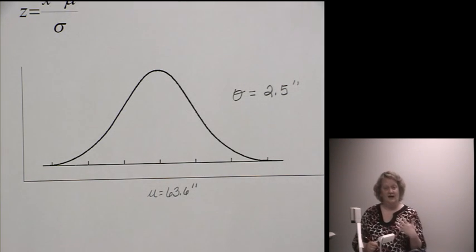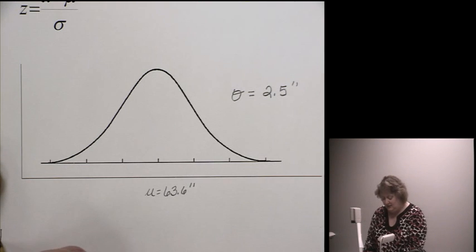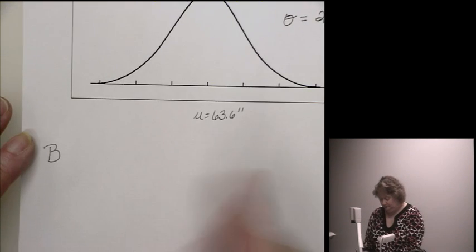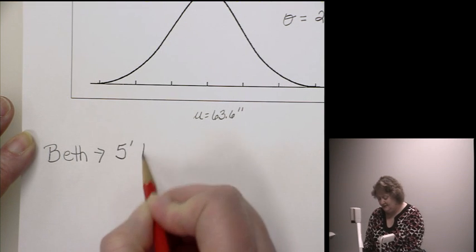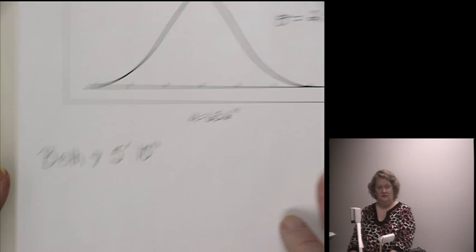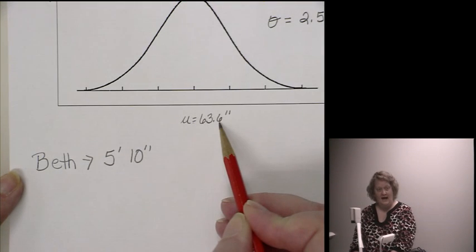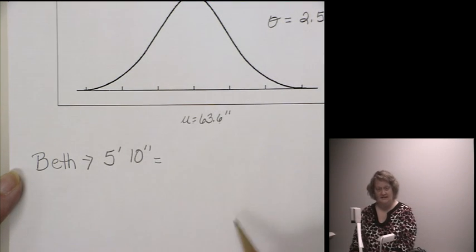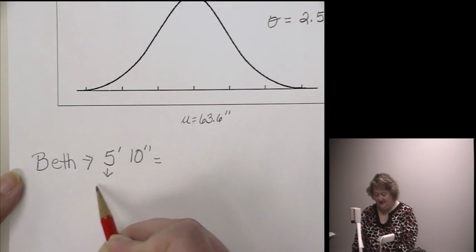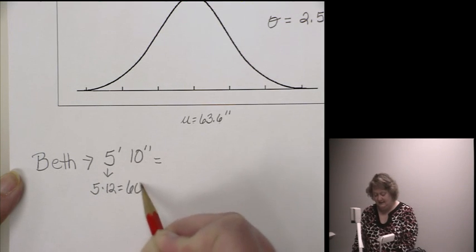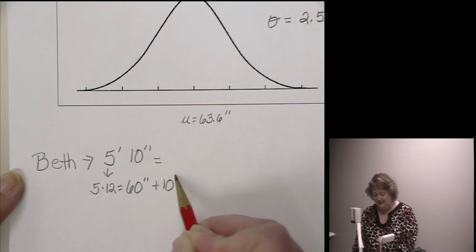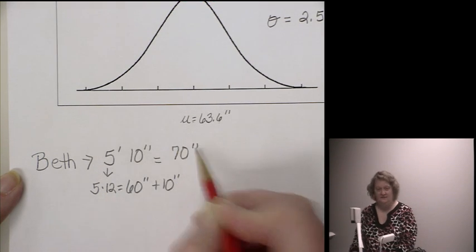First of all, let's concentrate on Beth. So I'm going to come down here. Beth is 5 foot 10 inches tall. Well, our height is in inches, and this is in feet and inches. So the first thing I need to do is convert that into complete inches. I'm going to take that 5 feet, multiply by 12, and that gives me 60 inches plus 10 inches gives me 70 inches.